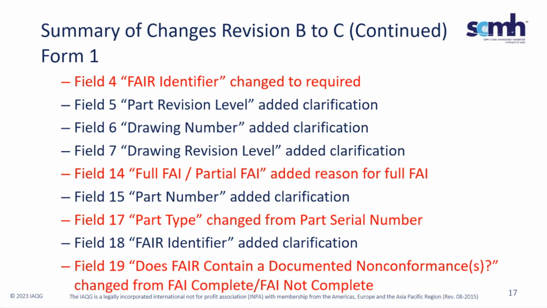Field 17 on Form 1, the part type, changed from a part serial number to part type. The detail part, subassembly, software, standard catalog item, or COTS or equivalent would be the part type. For Field 18, the FAIR identifier changed from FAIR form number to identifier to clarify it might not be a number specifically. Also clarified the software and prior approved configuration. For Field 19, as mentioned previously, changed from FAIR complete, not complete, to if there's a documented non-conformance, yes or no.